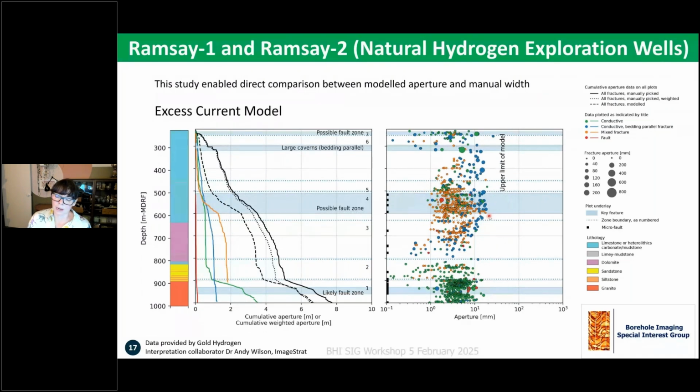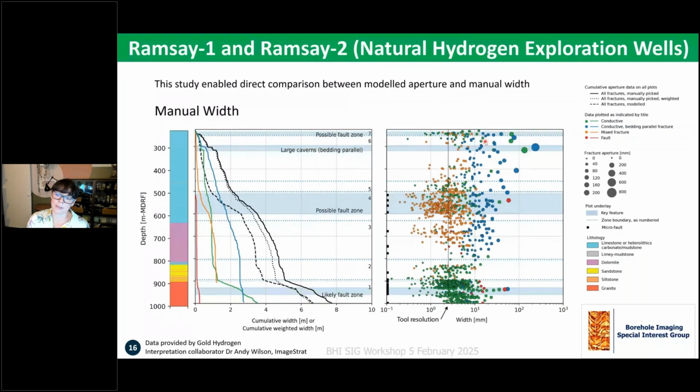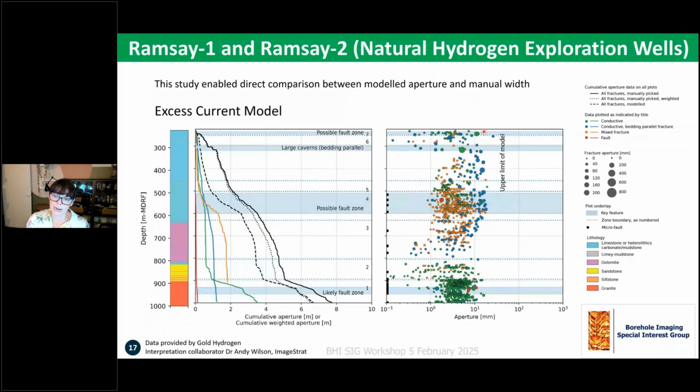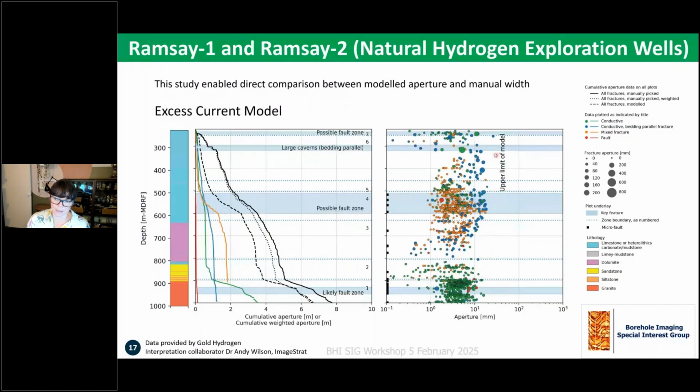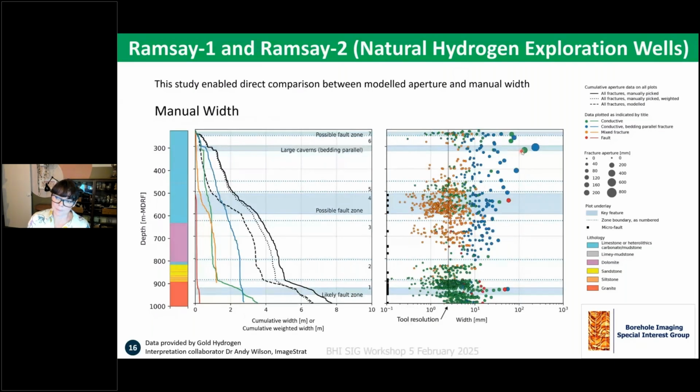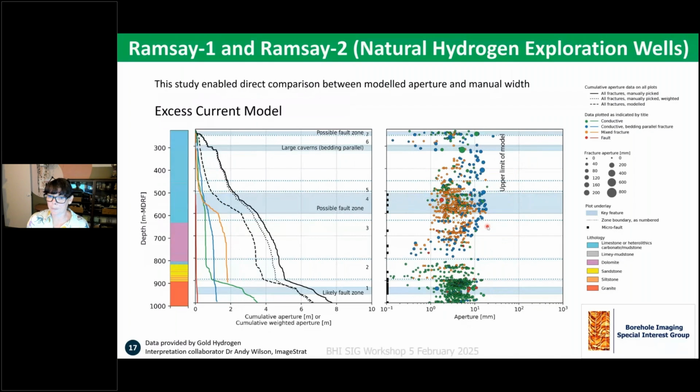And the original authors, Luke and Sophie, if you read their paper, talked about their approach being valid for very narrow fractures, but don't say anything about the validity for very wide apertures, large apertures. So this may highlight that we need to look at other methods to find an actual aperture for the larger features. And in the meantime, manual width may give us a better understanding of the relative distribution.